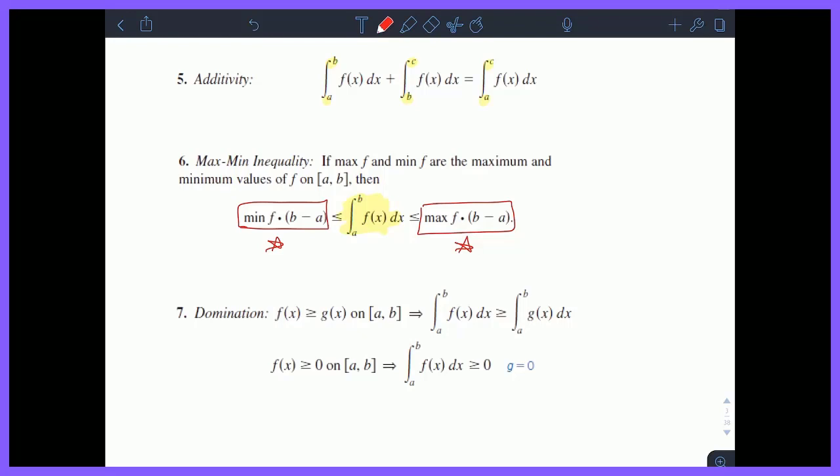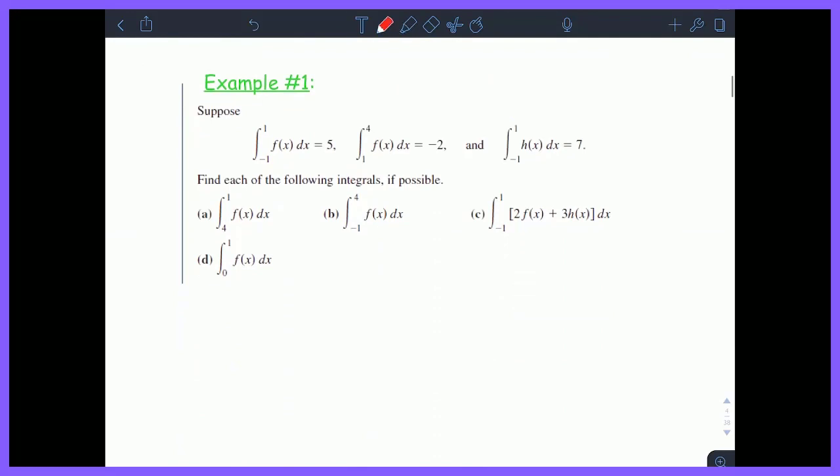Last one, domination. If f is always greater than or equal to g on a to b, then the integral of f from a to b will always be greater than or equal to the integral of g from a to b. This makes sense, right? If f is always bigger, then it will always have more area between the curve and the x-axis. One last thought: if f of x is greater than or equal to 0 on a to b, then the integral of a to b f of x dx is greater than or equal to 0, not considering g at the moment.